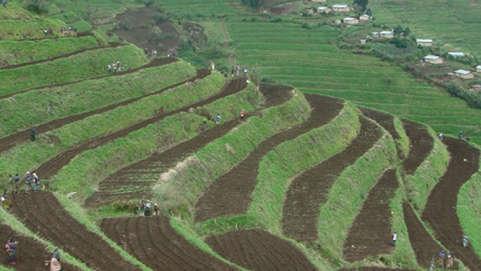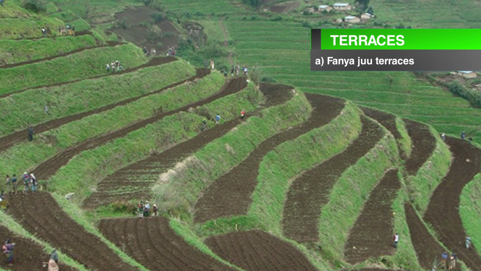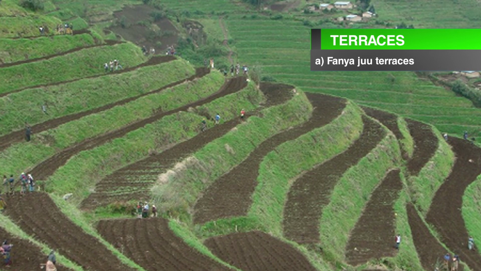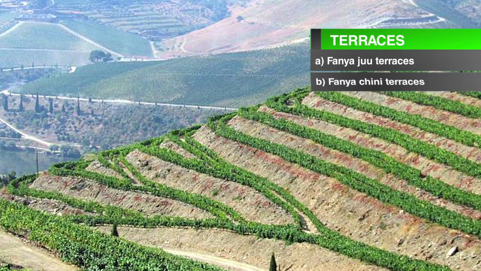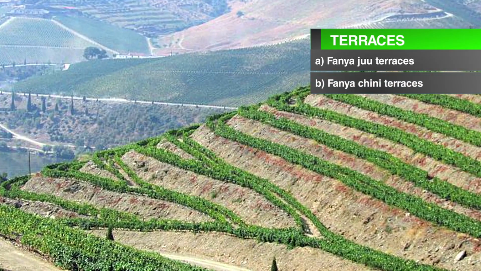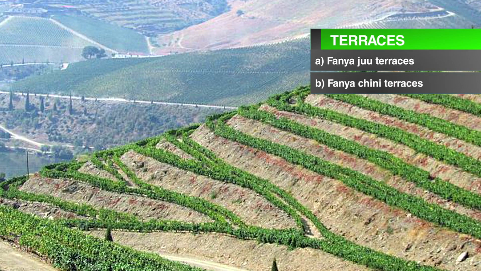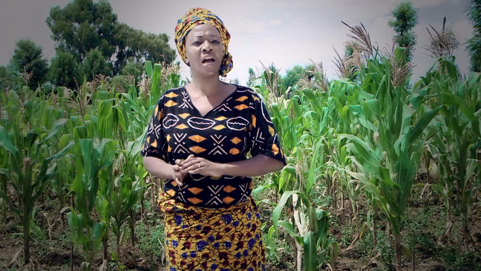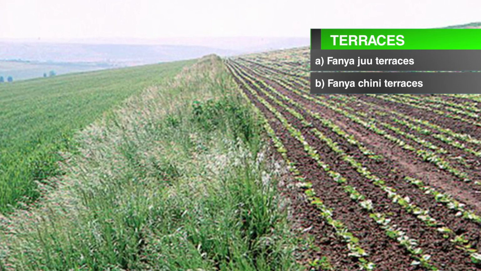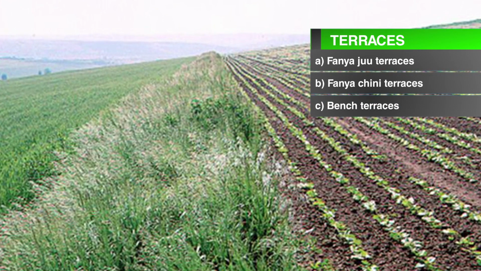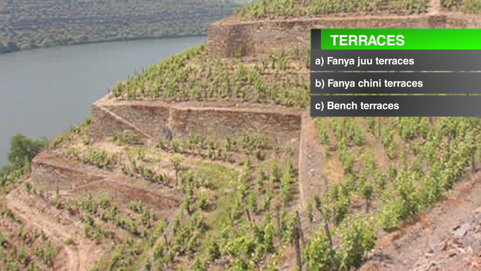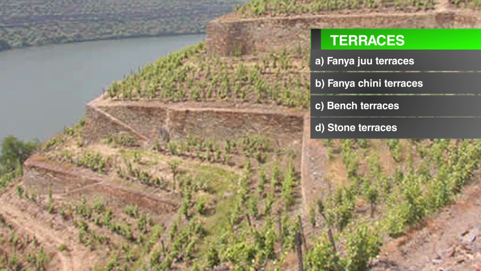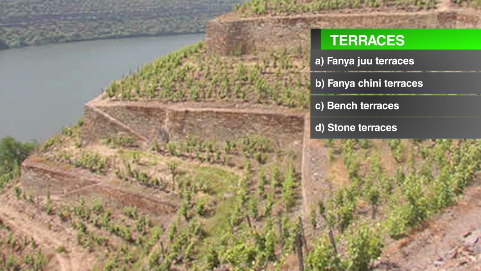Types of terraces include Fanya-Jew terraces. These are made by digging a trench along the contours and throwing the soil uphill to form an embankment. Fanya-Chini is like Fanya-Jew, except that the soil is put on the lower side of the trench. The resulting embankment can be used to grow fodder. Bench terraces are levels or nearly level steps constructed on the contour and separated by an embankment. Stone terraces are usually used in areas with steep slopes. The terraces are made from stones collected from the land.